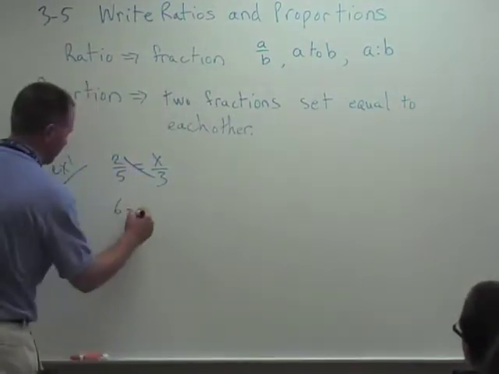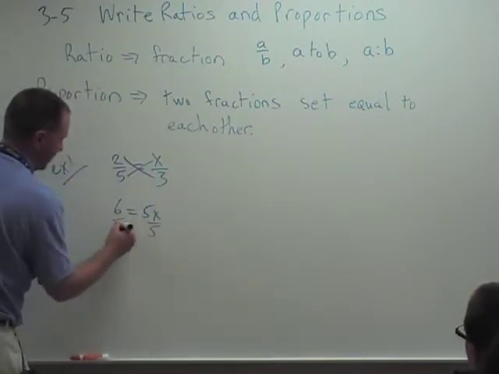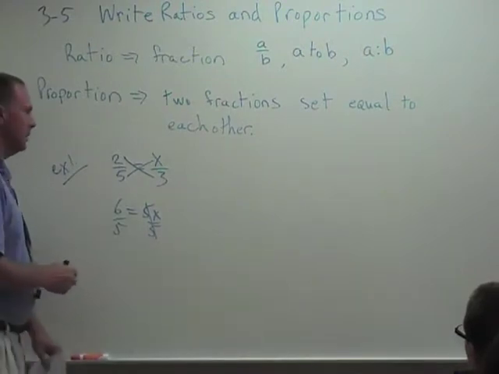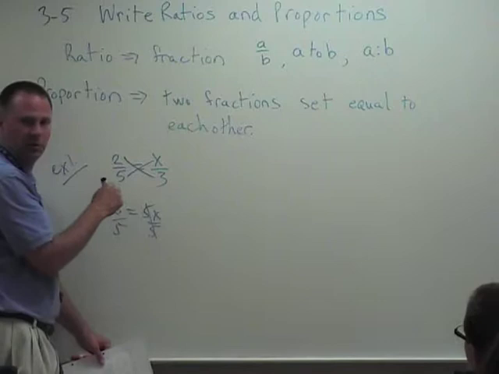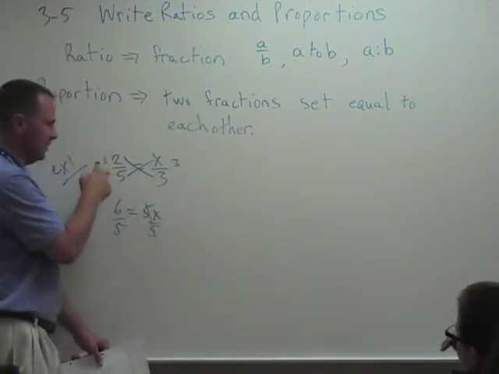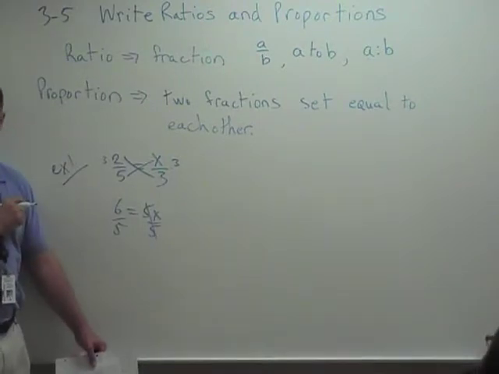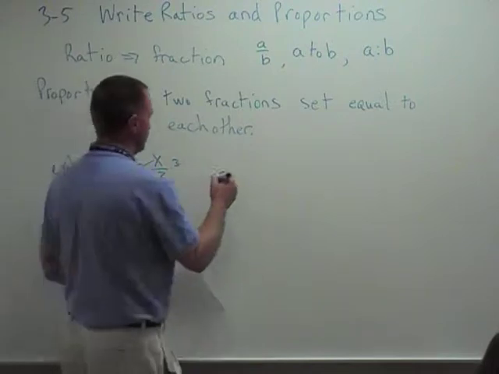That's 6. That's 5x. Divide off the 5. You get x equals 6/5. Or you look at this. X is in the numerator, and this only works if x is in the numerator. Multiply by the 3. You get 6 over 5. Okay. In general, when we do proportions, you're going to cross multiply.